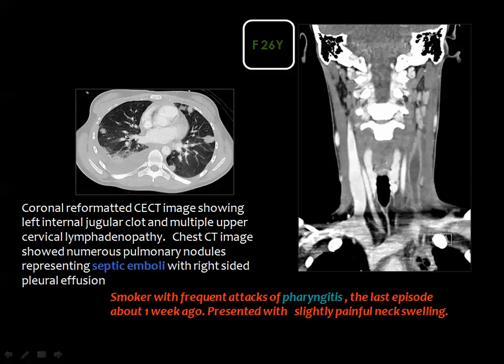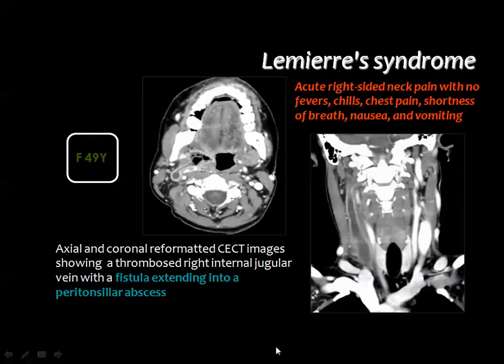And you remember that septic emboli, if they are small, present as nodules of homogeneous density, and whenever they reach the size of 1.5 to 2 centimeters, they start to show central areas of breakdown, since septic emboli are one of the causes of cavitating pulmonary nodules, as you remember.